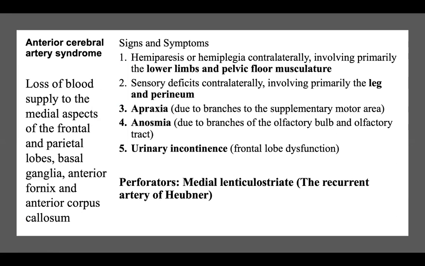Here, best we need to know the medial lenticulostriate vessels come from the recurrent artery of Heubner. And this is important to add to the perforators. So we agreed the lenticulostriate arteries mainly come from the middle cerebral artery. The perforator that comes from the anterior cerebral artery is the medial lenticulostriate artery, which comes from the recurrent artery of Heubner. Okay.